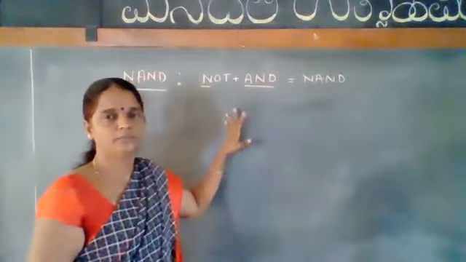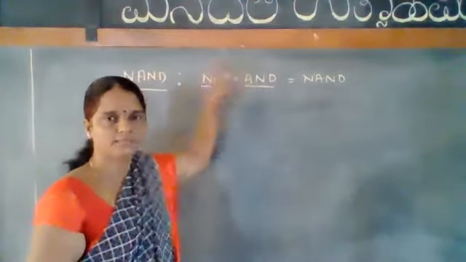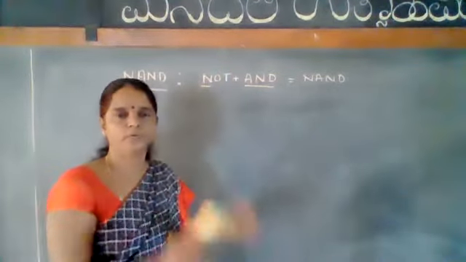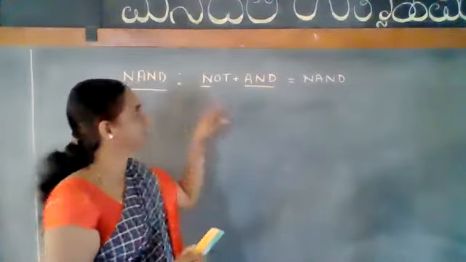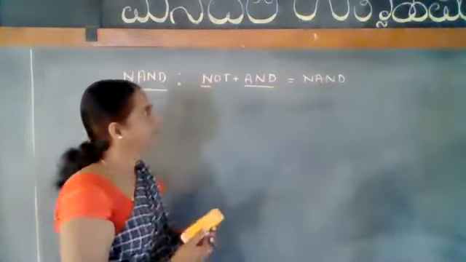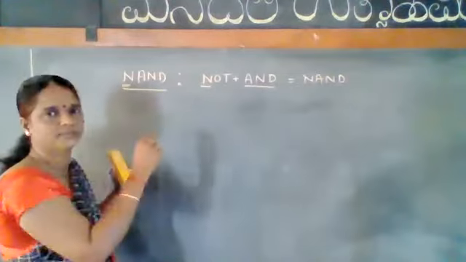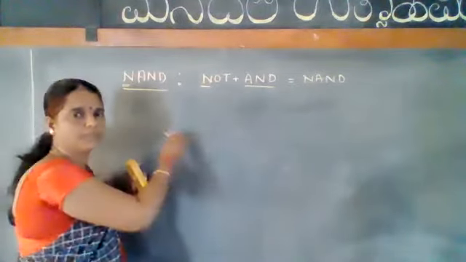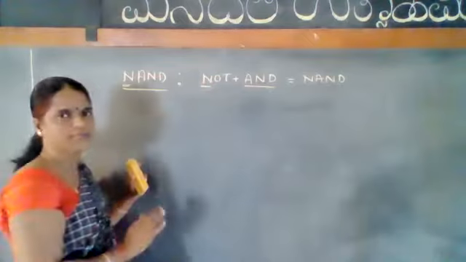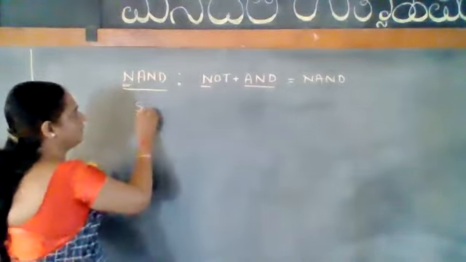Now we know the working of NAND gate, NOT gate as well as AND gate. Now we have to combine both the principles of these two gates to get the NAND gate working. We'll see how to write the symbol for this, how to write the truth table for this using these two gates, NOT and AND gate. Now first let us take what is the symbol.